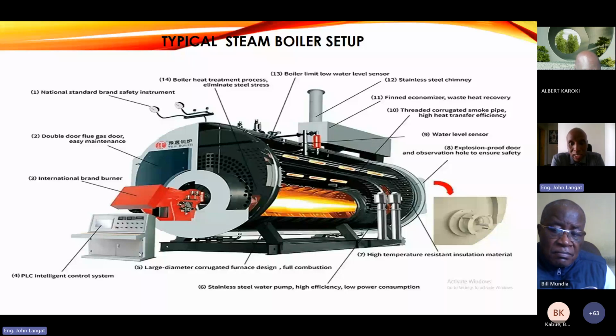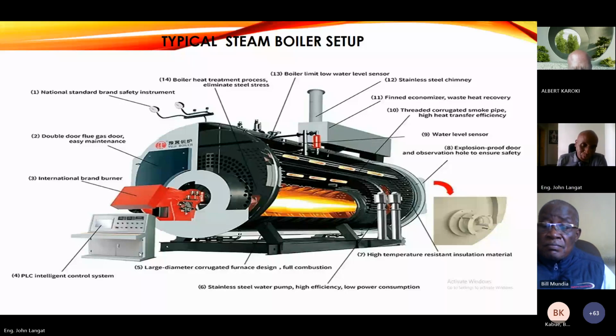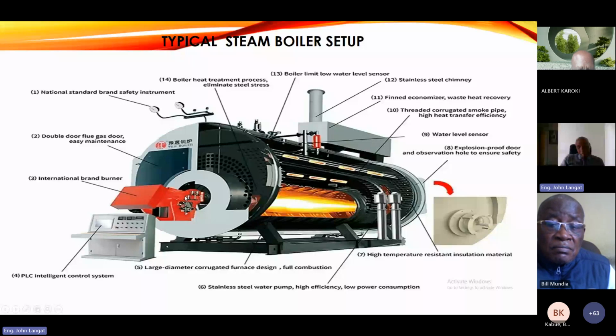I'll start with the furnace. This is the furnace where the firing happens. And as you can see, this is the burner. That's number 3. The burner has oil mixed with air. Then inside the furnace here, what happens is combustion. And in this case, we endeavor to achieve stoichiometric combustion.